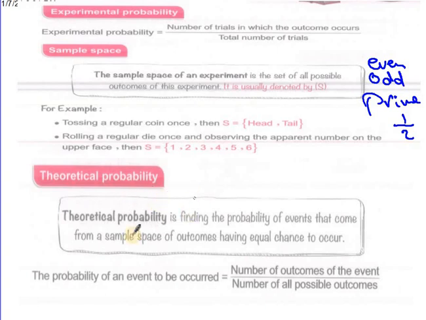Theoretical probability is finding the probability of an event, which means I predict the result. From the sample space of outcomes having equal chance of occurring, it is the number of favorable outcomes over the number of possible outcomes. Okay, so thank you, that's all for today. Thank you.